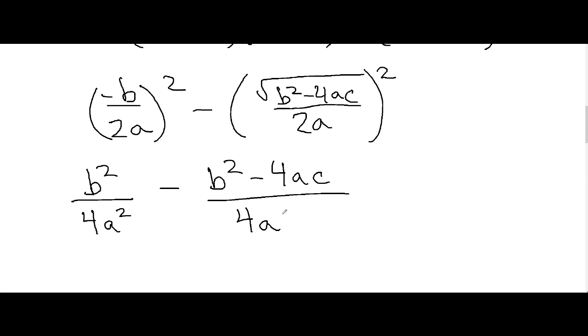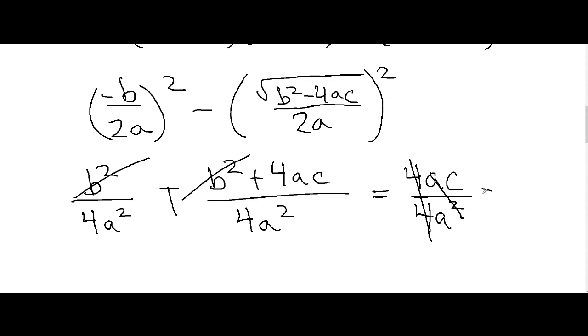Luckily, I have my common denominator already, and this positive will cancel out this negative b squared. This negative makes this a positive, and I'm left with 4ac over 4a squared. My 4's cancel, one of my a's cancel, and I'm left with c over a. So you don't want to have to go through this whole long mess while you're actually taking the test. Therefore, it's vitally important that you memorize the fact that the product of the two solutions of a quadratic equation is simply c over a.